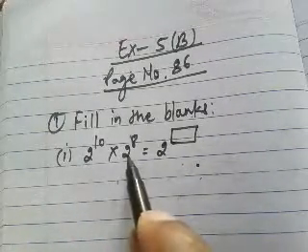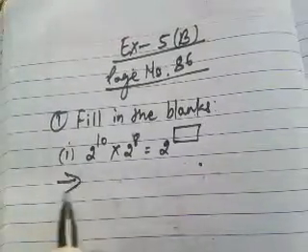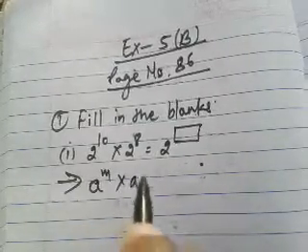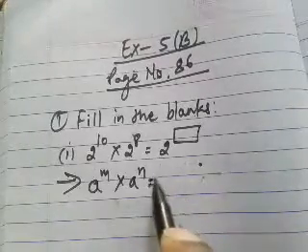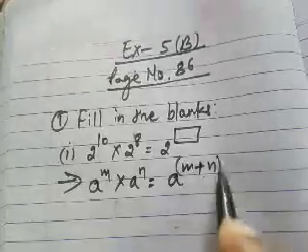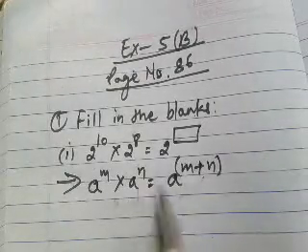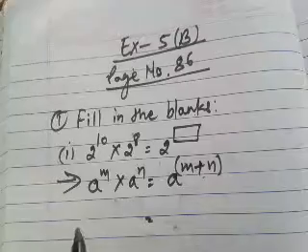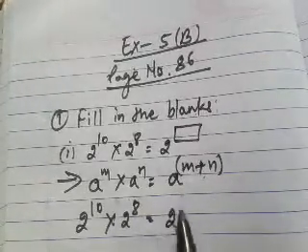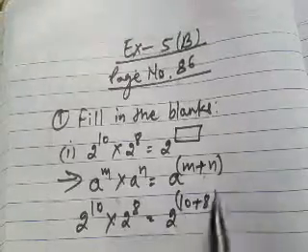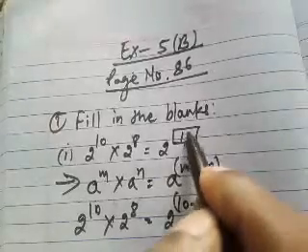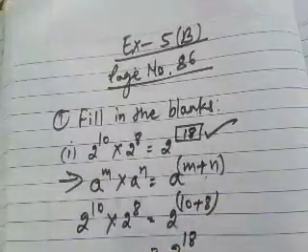So it resembles which law? The first law: a raised to the power m multiplied by a raised to the power n, so its solution will be a raised to the power m plus n. In place of that, we have 2 raised to the power 10 into 2 raised to the power 8. So 2 raised to the power 10 plus 8, and the answer will be 2 raised to the power 18. So here we have to fill in 18 as your answer.